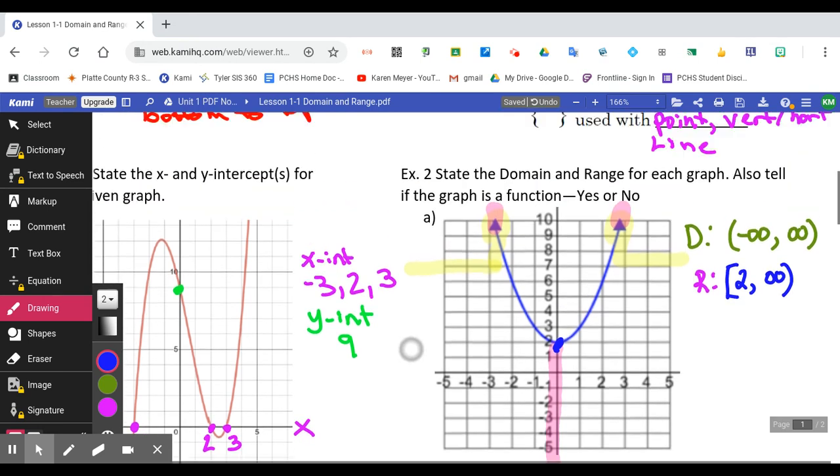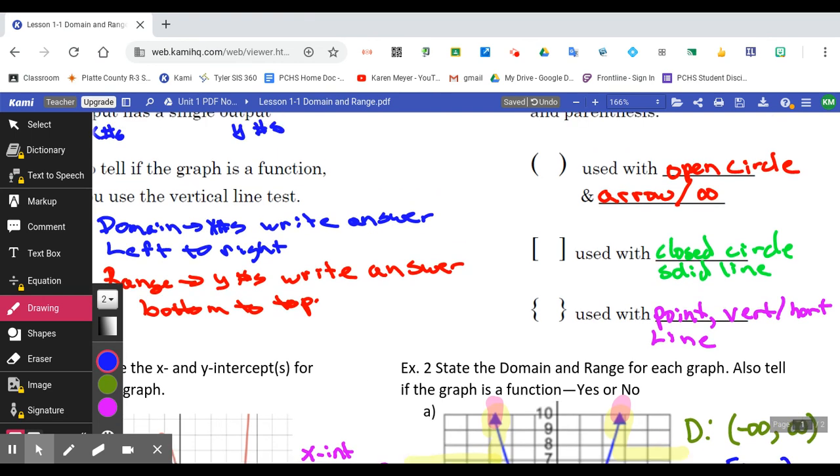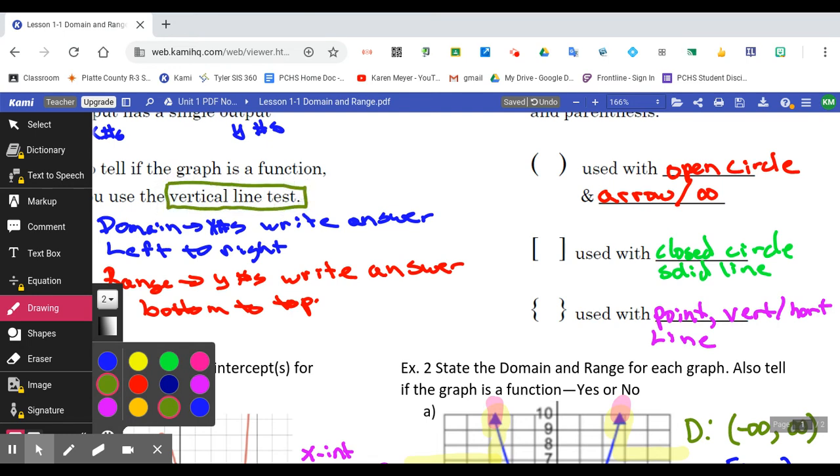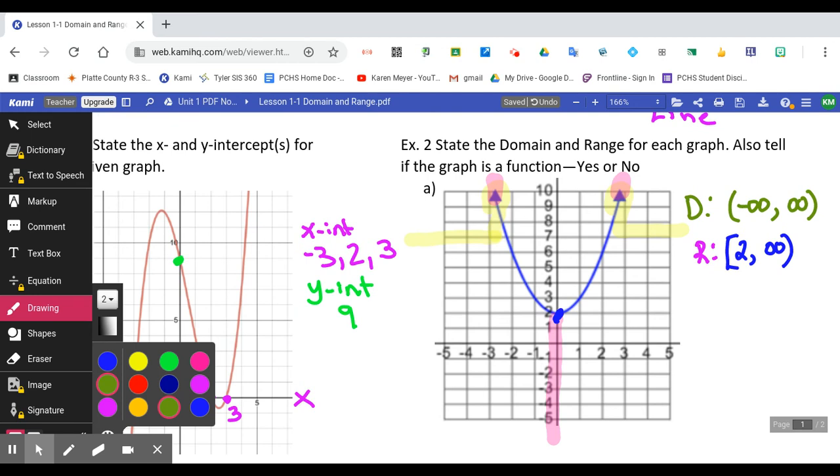Now, if I scroll back up here, how do we tell if something's a function? And it says, to tell if a graph is a function, we're going to use what we call a vertical line test. And if you draw a vertical line through your picture and it only touches your picture once, then it is a function. If your vertical line touches your picture more than once, it is not. So on this one, no matter where I draw a vertical line, it's only going to touch my picture one time. So yes, it is a function.